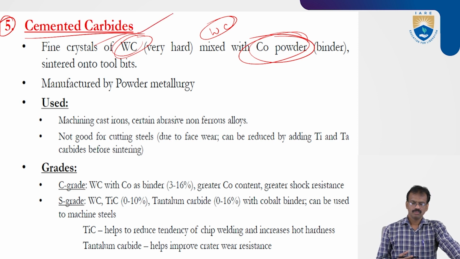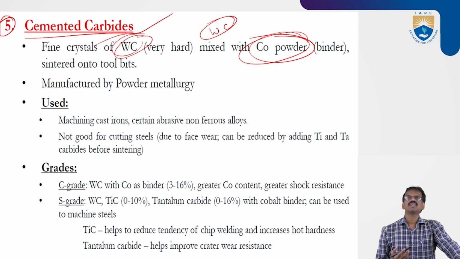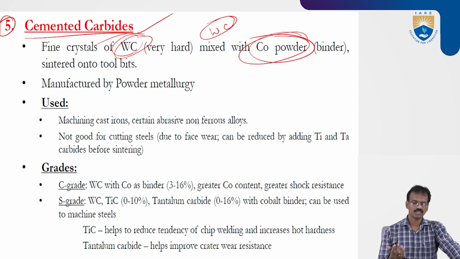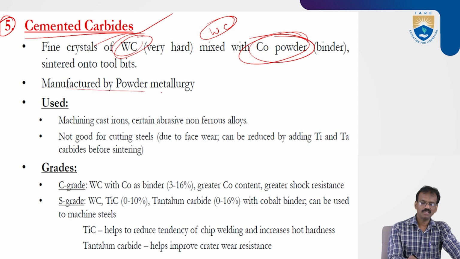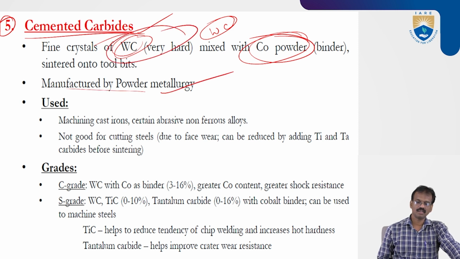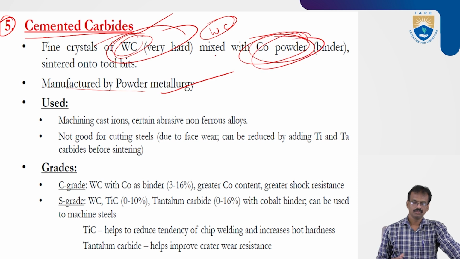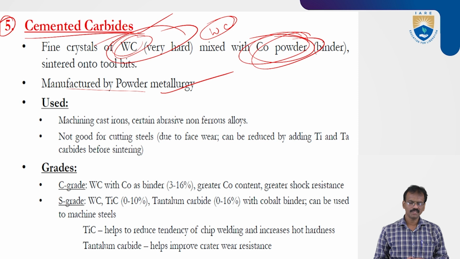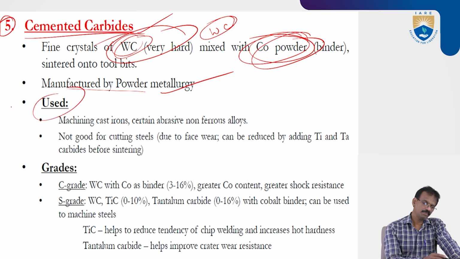Okay. So tools means we cannot prepare the complete tool, we just prepare the tips of the tools. We'll see what the different tips are. Okay, it is manufactured by the powder metallurgy process, because of tungsten carbide powder and cobalt powder. By the sintering process, we can prepare the new tool tip.